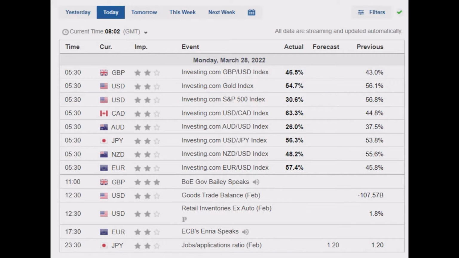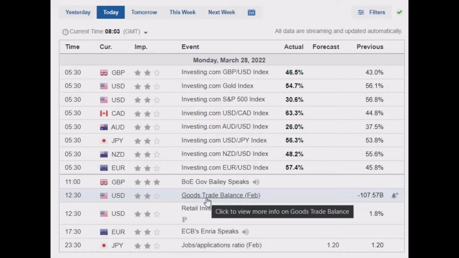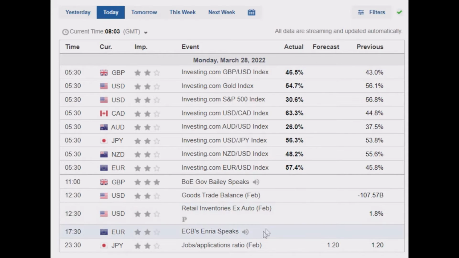We only look forward to the speech by the Bank of England Governor Andrew Bailey, who is expected to give a speech about monetary policy, which is due today. We also have the goods trade balance from the US economy, and the jobs to applications ratio from the Japanese economy. Basically, these economic releases shouldn't drive higher volatility than usual, so we are expecting the same stable movements to continue throughout the day.